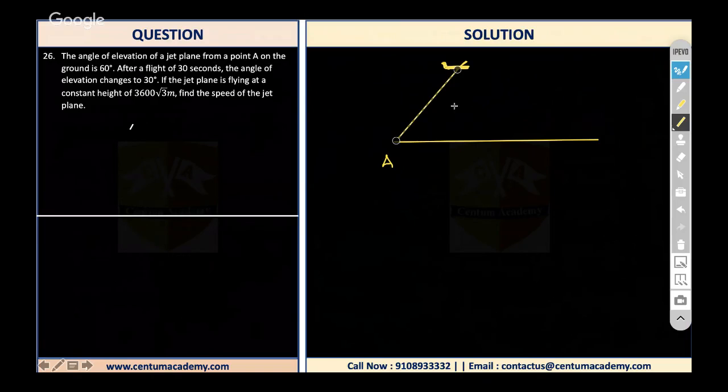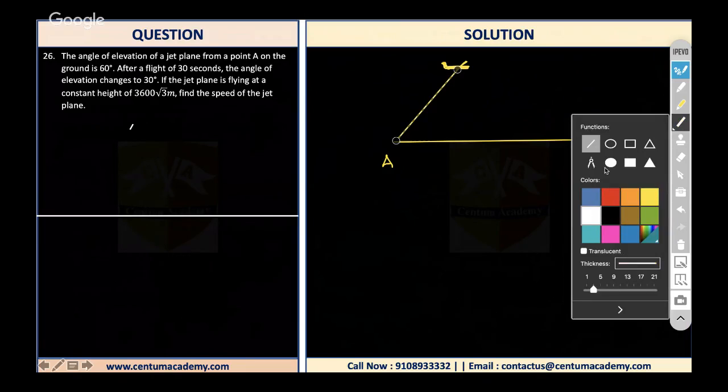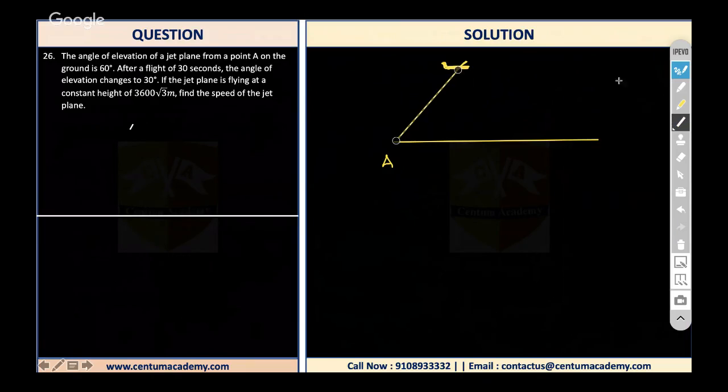Okay, now after a flight of 30 seconds, the angle of elevation changes to 30 degrees. So that means this jet plane would have moved towards the right. So let's say it is moving towards the right. So in 30 seconds, it has gone to this place, and here is where it is standing. So let's say this is my new position. Now here they are saying the angle of elevation is changed to 30 degrees. So this angle theta is equal to 30 degrees and this angle phi is 60 degrees.